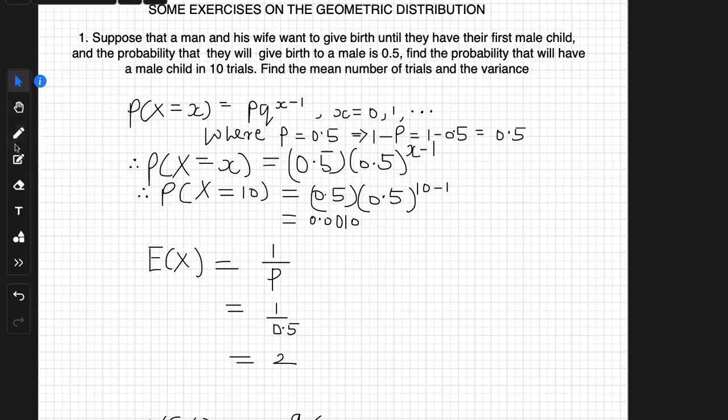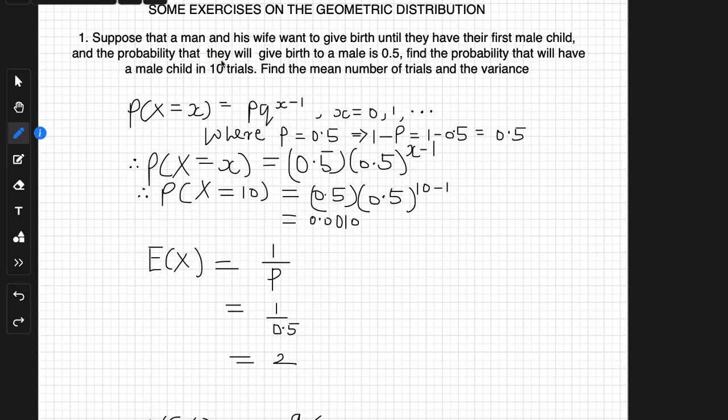Now, this is the type 1, and that's the only one we're going to be considering in our example in this course. It says, suppose that a man and his wife want to give birth until they have their first male child. So we don't know how many times they are going to give birth until they have their first male child. It may be 3 times, it may be 4 times, it may be 5 times, it may be 6 times, it may even be the first time. But we need to find the probability that they will have a male child in 10 trials.